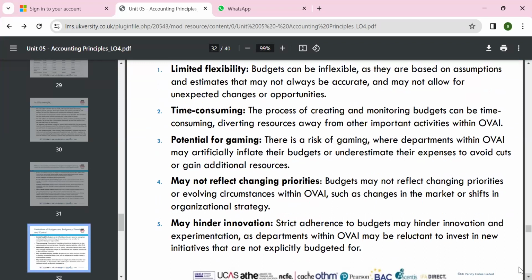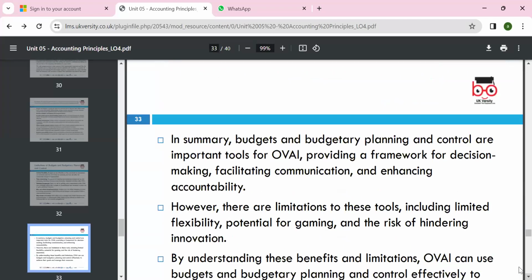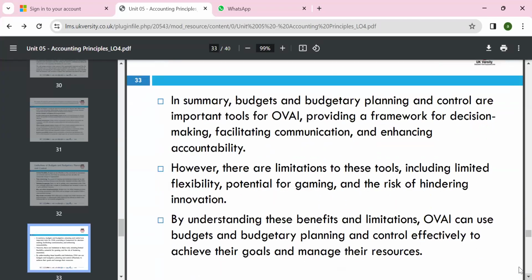Due to the inflation, it can hinder innovation. Yes, sometimes we don't have the money, so we can't really innovate, like Nokia closed many research and development centers in the world. In summary, budgeting, budgetary control and planning help the company by providing the framework, facilitating, communicating, and accountability.